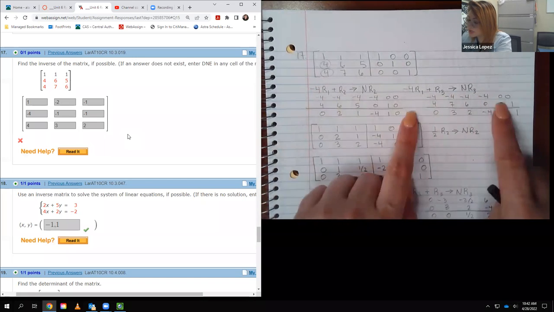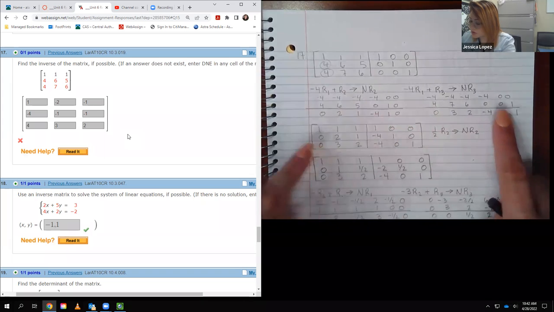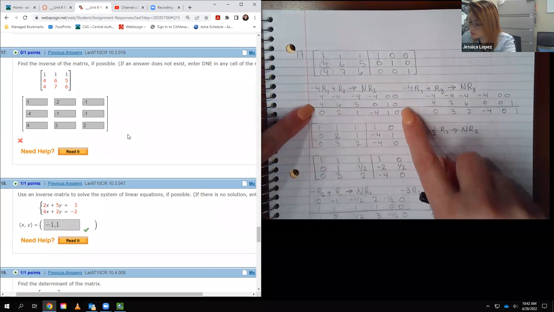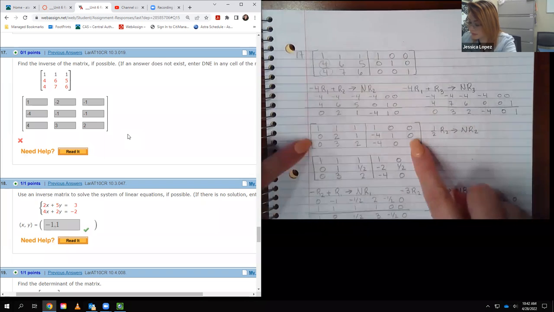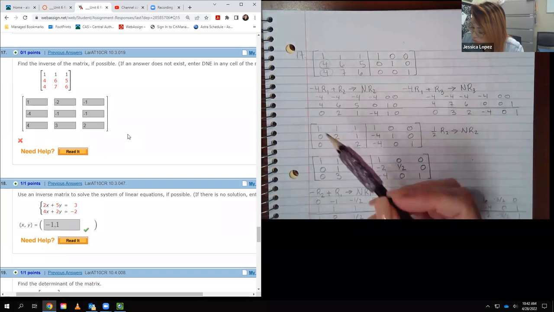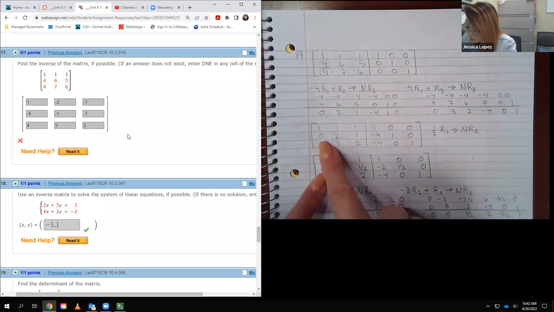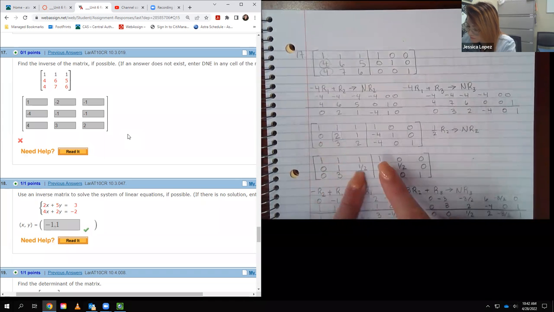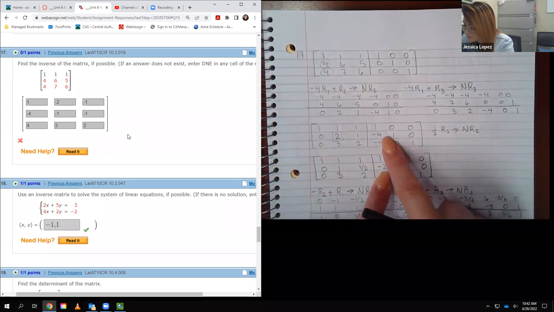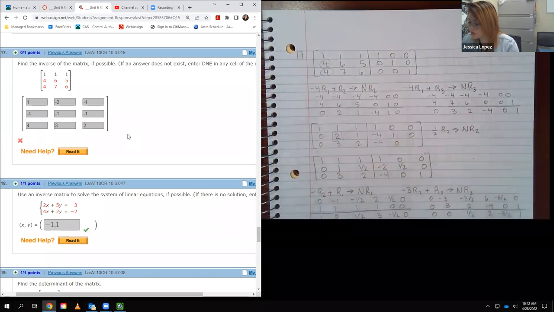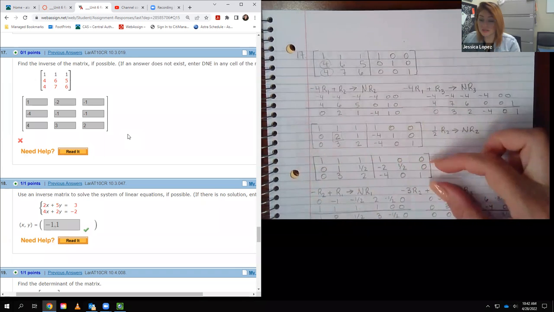Here's all my computations, and then these are the results. So row 1 stayed the same, row 2 became this, and row 3 became that. Then the next goal was to turn this entry into a 1, and I did that by multiplying row 2 by its reciprocal. So 0 times 1 half is 0, 2 times 1 half is 1, 1 times 1 half is 1 half, and so on and so forth for each entry. Row 1 and row 3 did not change.